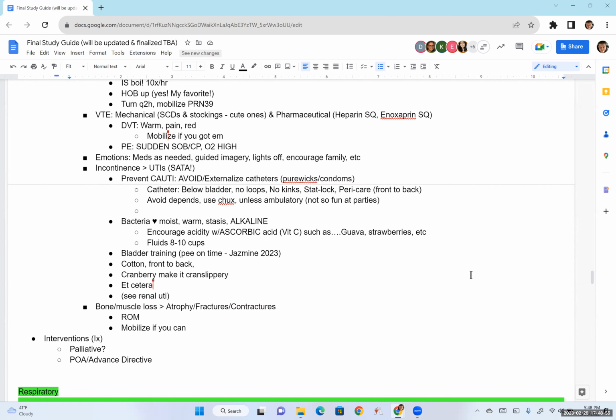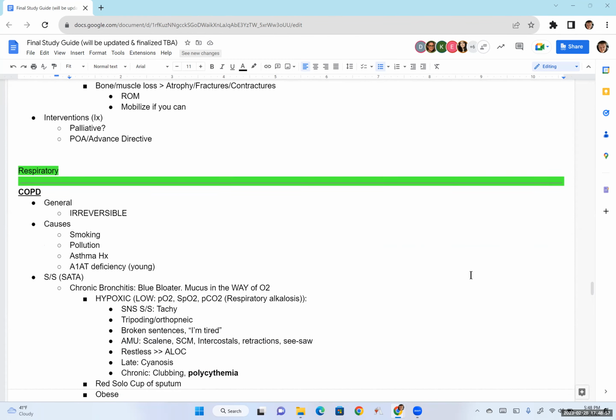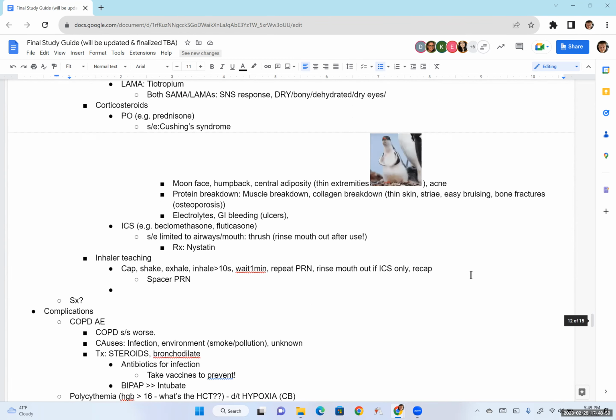So the respiratory. It's highlighted. I don't know if I finished it or not. I think I did. All right.